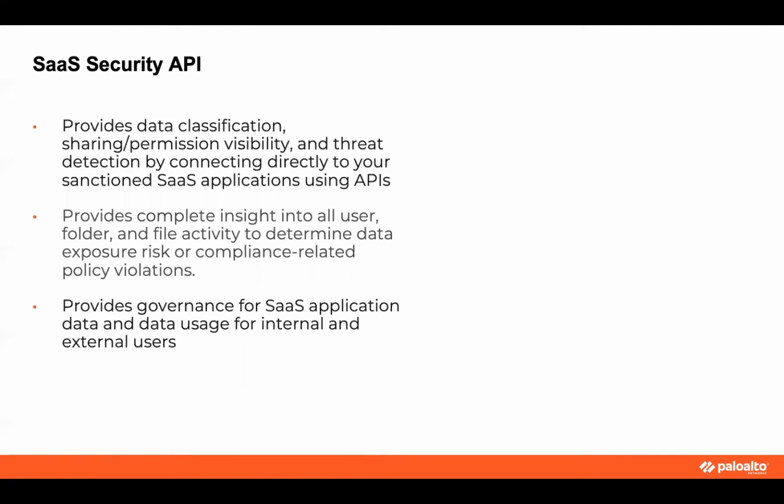SaaS Security API secures sanctioned cloud applications by providing data classification and visibility into sharing and permissions by connecting directly to the SaaS applications using API. You will have complete insight into user, folder, and file activity and can determine any risk of data exposure or any compliance-related policy violation. It is a great help in governing your data and the data usage for SaaS applications. One of the advantages is that there is no configuration required on the endpoint.